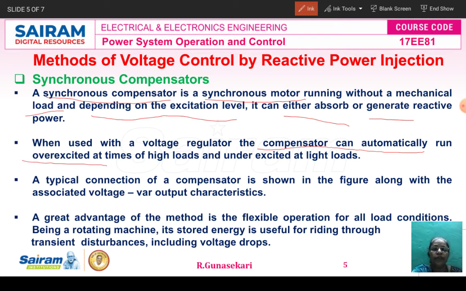Okay, at the time of high loads it is over excited, and under excited at light load. That means if the load is light, the synchronous compensator, that is nothing but a synchronous motor, is operated under excited conditions only. And under high load it is over excited, so the power factor is improved. So the synchronous compensator operates over excited at high load and under excited at light load.